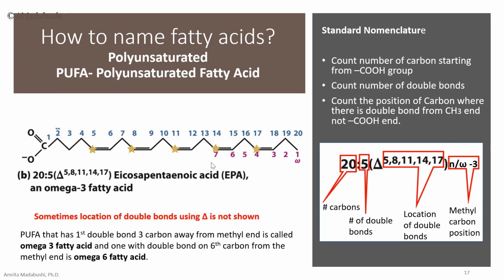What does that delta stand for? You mean the delta? Yes. That's just to indicate the position of double bonds. Because when you say 5, if I say it has 5 double bonds, you can draw it, and you'll be like, where are the double bonds? I don't even know the positions. How am I going to draw this?